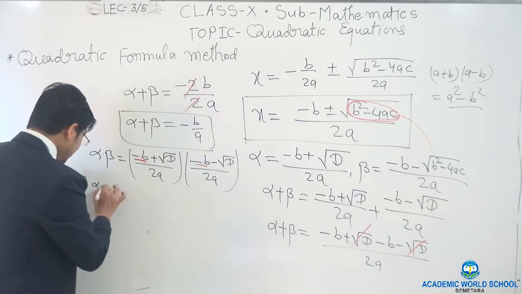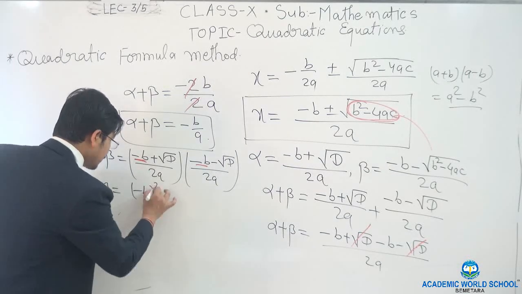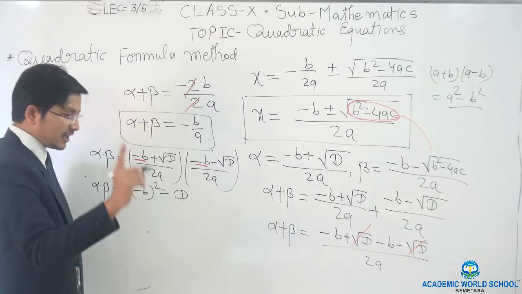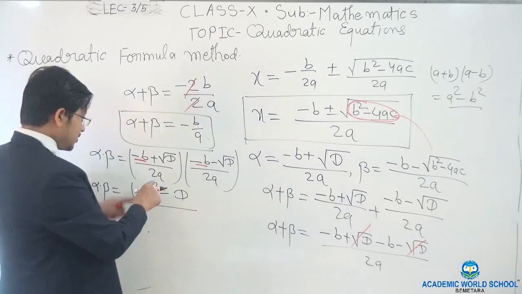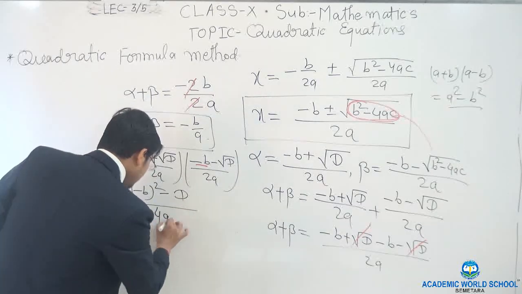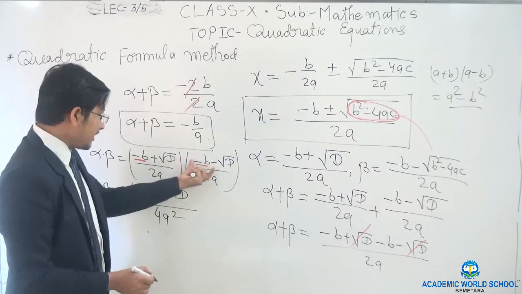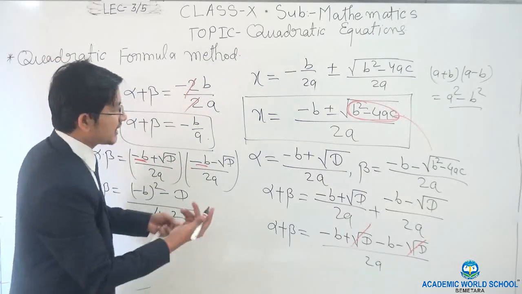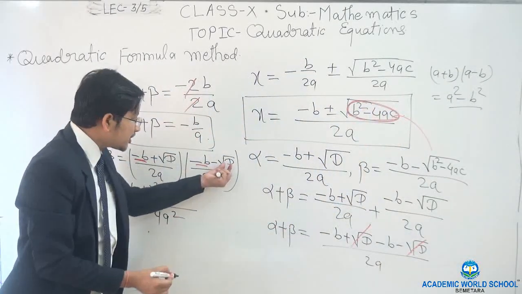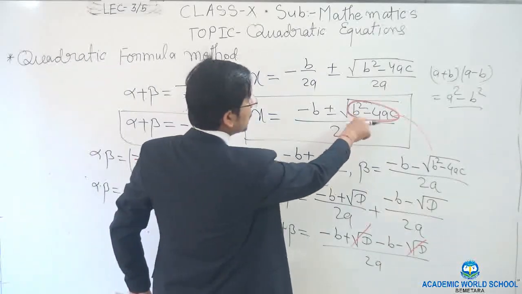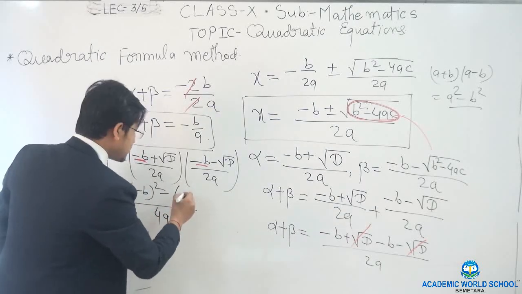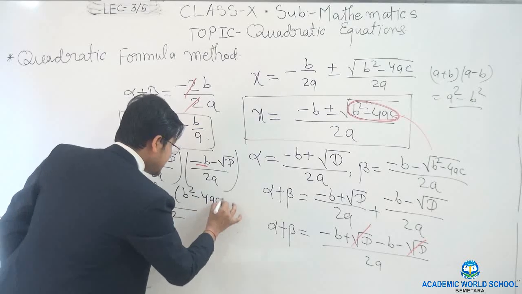So alpha into beta is equal to minus B square minus root over D square. So root over D square is D only, and upon this is 2A into 2A. This will be 4 into A square, because we are making it product. So now what is the value of D? Just for the sake of convenience, we wrote D, but we know that D is B square minus 4AC. So instead of this D, I am going to write B square minus 4AC.